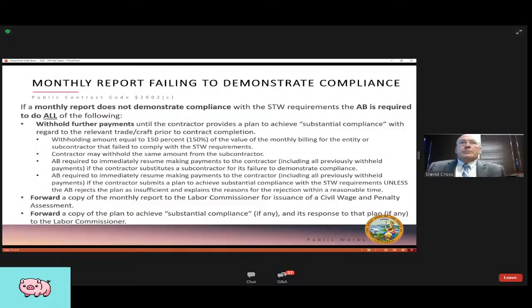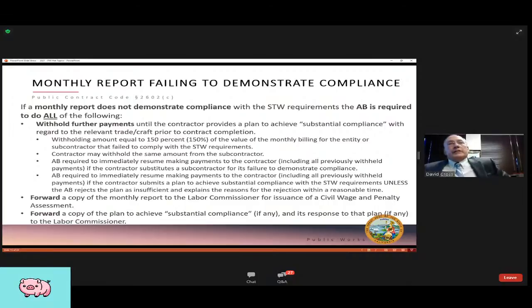And the awarding body is required to immediately resume making payments if the contractor submits a plan to achieve substantial compliance, unless the awarding body rejects the plan as insufficient and explains the reasons for rejection within a reasonable time. One reason for rejection is that your subcontractors finished their work on the project, so there cannot be any substantial compliance. And then the awarding body is supposed to forward a copy of the non-compliant monthly report.